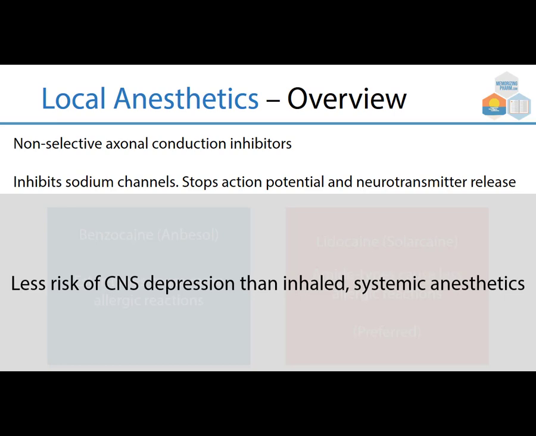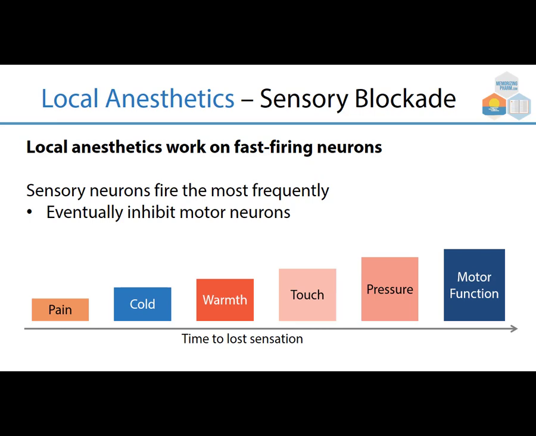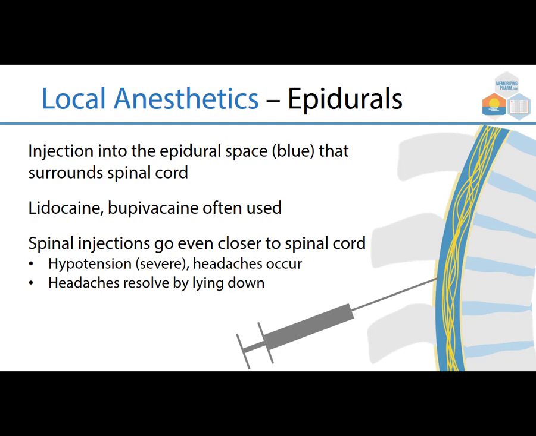Local anesthetics work on the fast-firing neurons, and the sensory neurons are the ones that fire most frequently. It eventually inhibits the motor neurons. On a graph of time to loss of sensation, we begin with getting rid of the pain, then cold, then warmth, touch, pressure, then motor function.